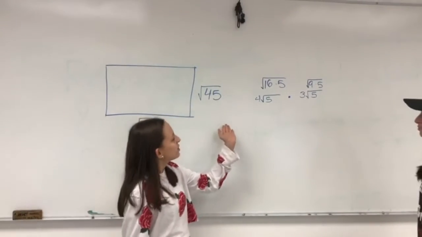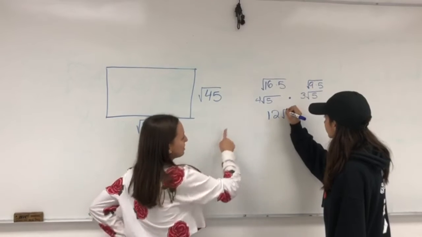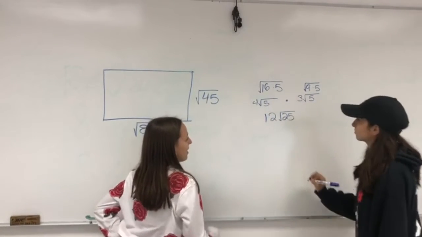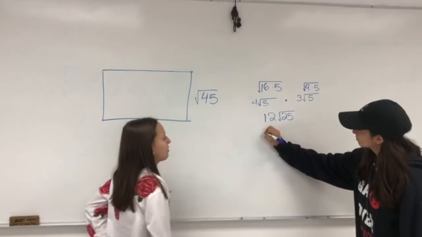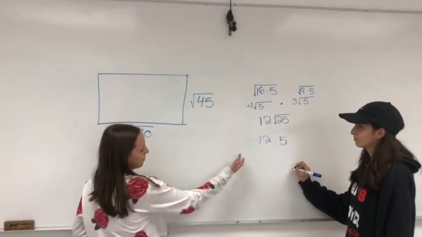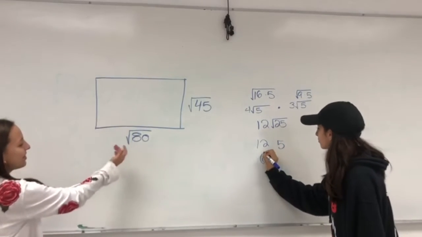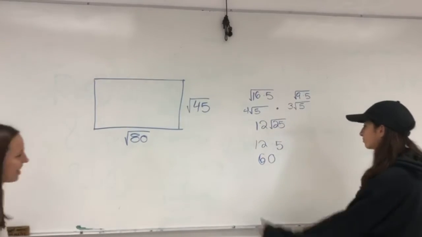So you get 12, and the radicals also multiply, so you get a radical 25. And you get the 25 out of the radical. That would be 5, and 12 times 5 is 60. So your area of the rectangle is 60.